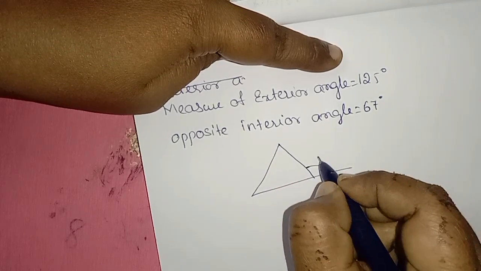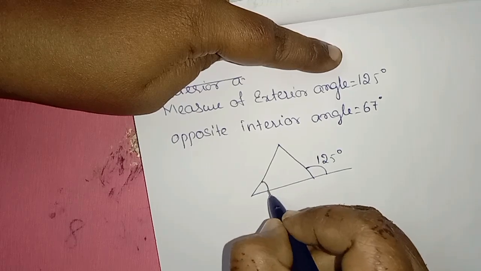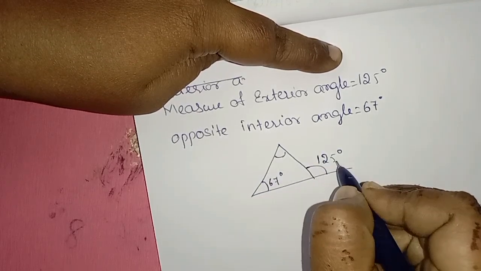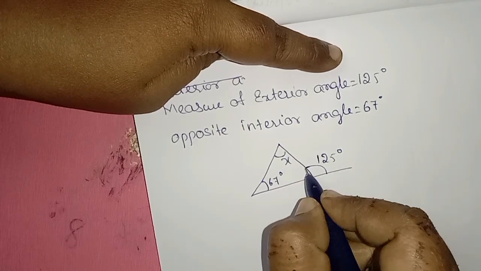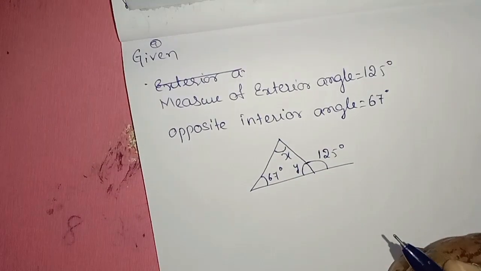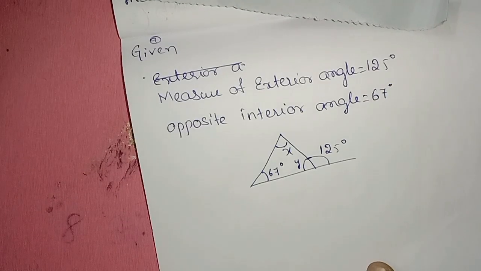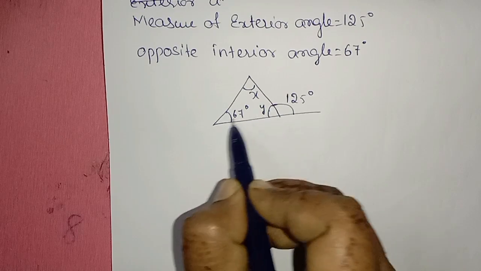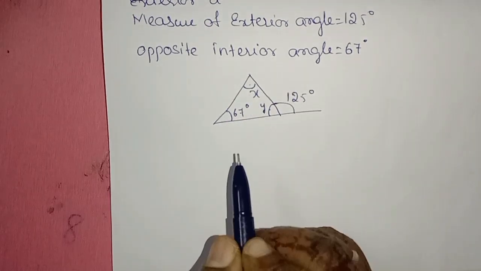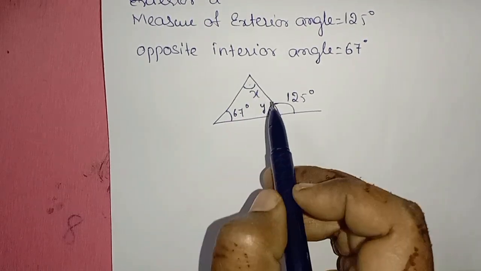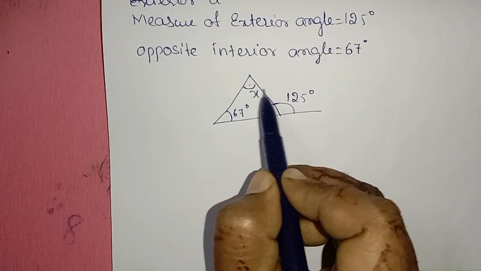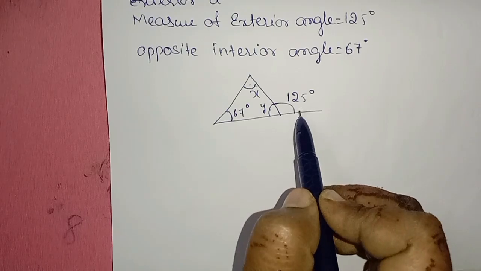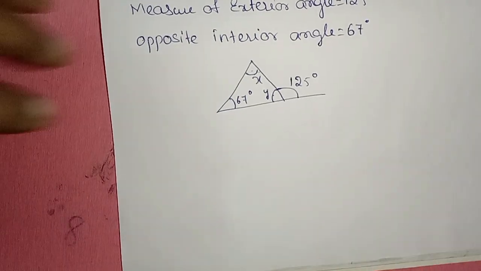So, exterior angle is 125 degrees. One of the opposite angles is 67. This one I don't know. After adding these two only you will get the exterior angle, right? I am taking it as x. This one I am taking as y. Right? So, in two methods we can find this. First, if you find y, then we will have two angles, then we can find the third angle easily. Otherwise, using the exterior angle property, we can find x first. After adding these two only you will get the exterior angle, right? So I am using that property only.